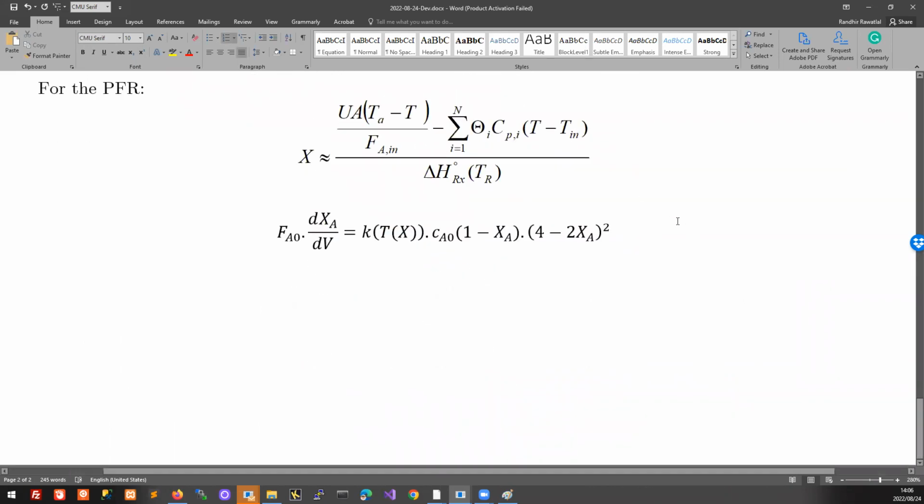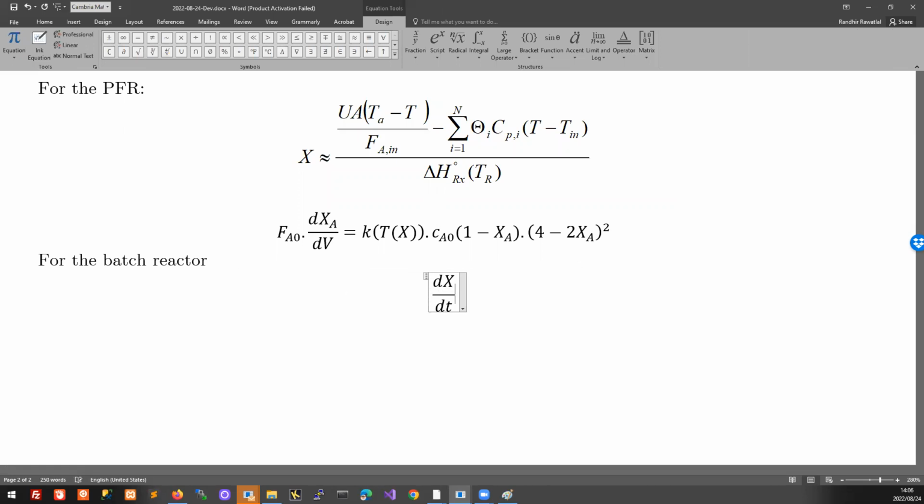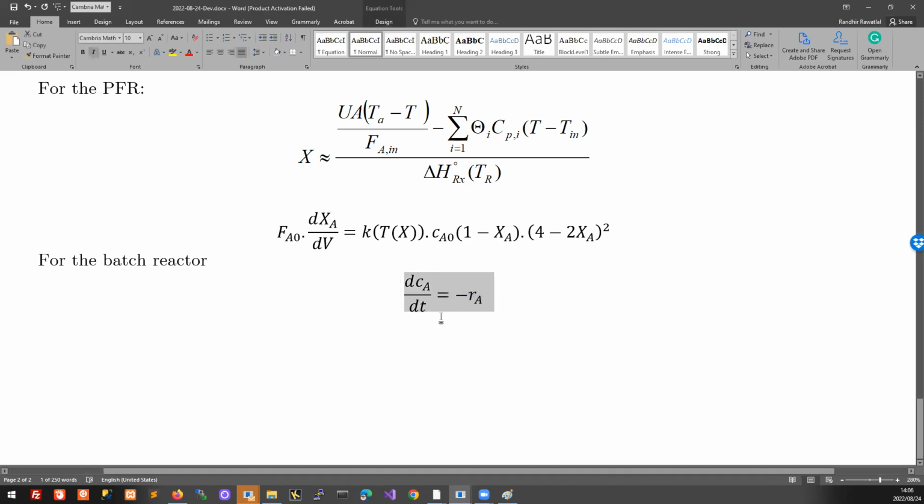Okay. So for the batch reactor, we know we have dX/dt equals F_A0, well, it's N_A0, and what's this V? Well, the way I really think about the batch reactor is it's dC_A/dt equals R_A, right? That's your batch reactor. So you can rewrite this in terms of F_A0 and X, or N_A0 and X, and all of that. But that's our batch reactor.